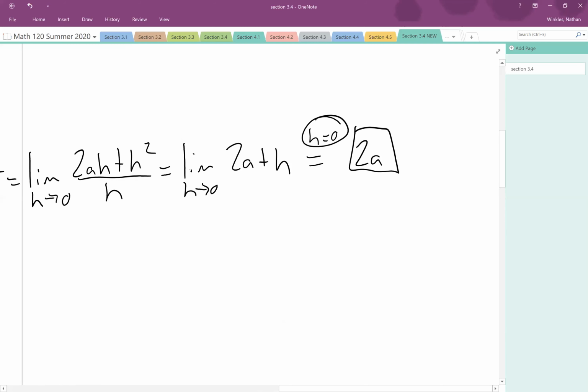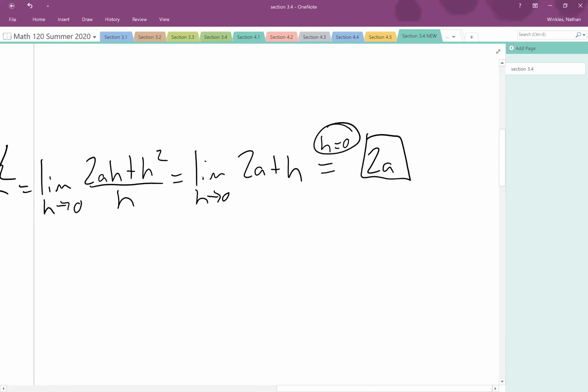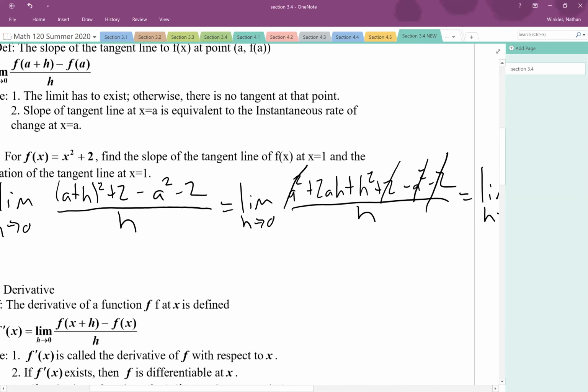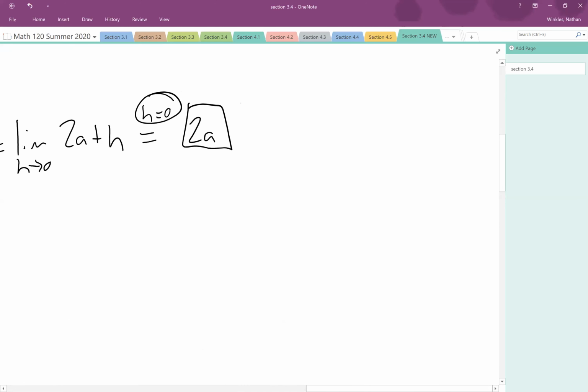Now, we're not through with the problem. All we did was find basically the instantaneous rate of change for any value of a. So now it says find the slope of the tangent line of f of x at x equals 1. In other words, let's let a equal 1. So 2 times 1 gives us 2. This is our slope.